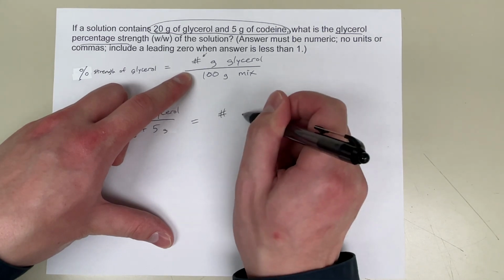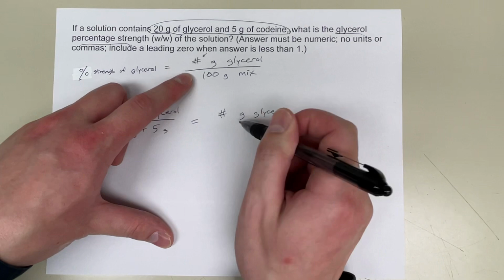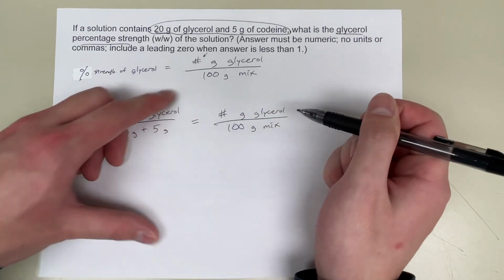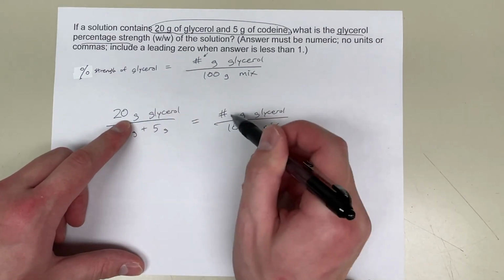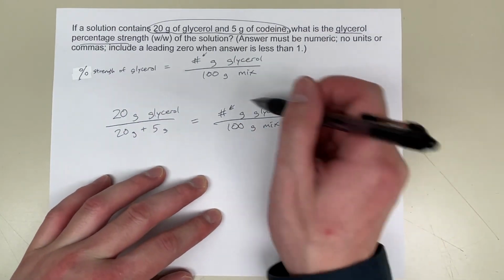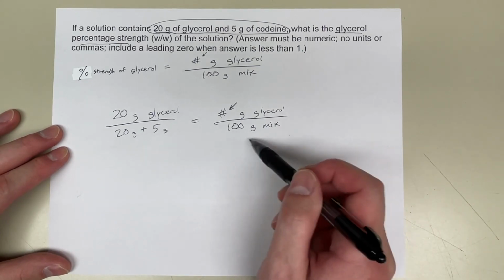Percentage strength equals the number of grams of glycerol divided by 100 grams of mix. See, both the drugs are in the denominator and just the grams of glycerol in the numerator. And I'm trying to find this number here. This is my final answer. I'm basically forcing it to be over 100 grams of mix.